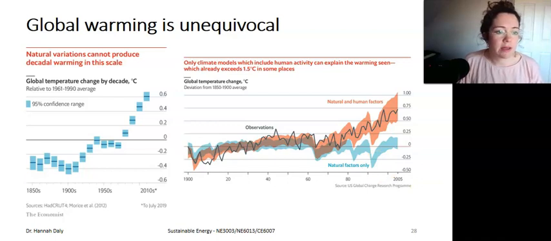So we can say that natural variations in the Earth's cycle and in the climate cannot produce decadal warming on this scale. And that's why we say global warming is unequivocal. There is no real doubt that global warming is happening and that it's caused by humans.